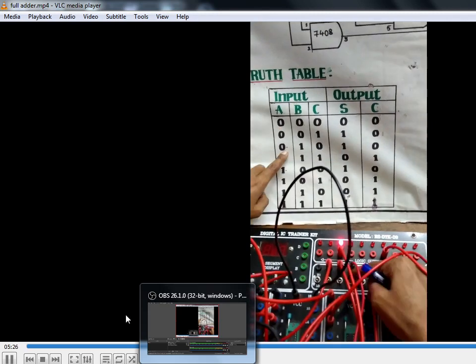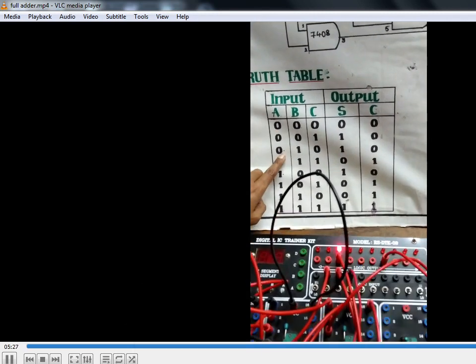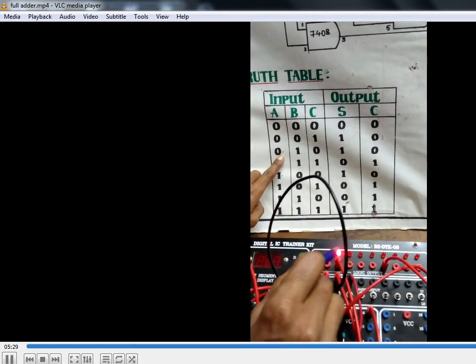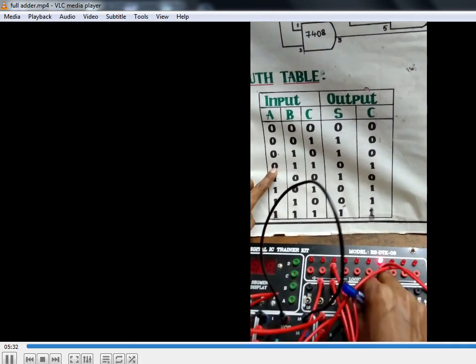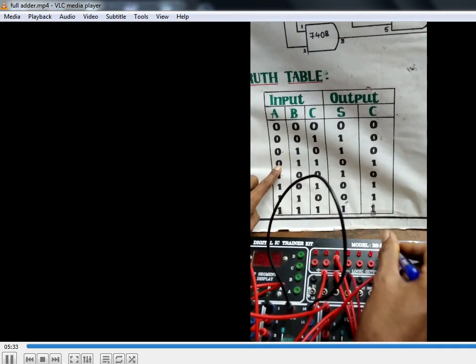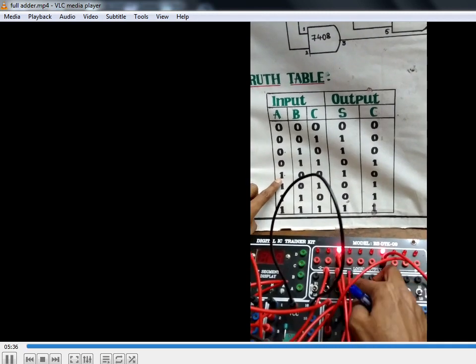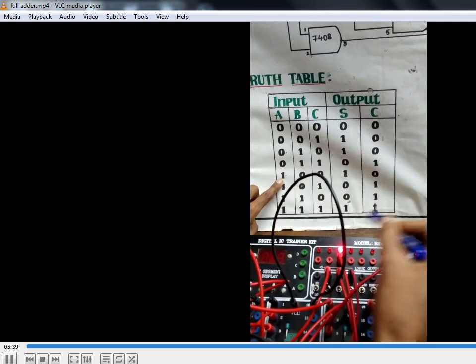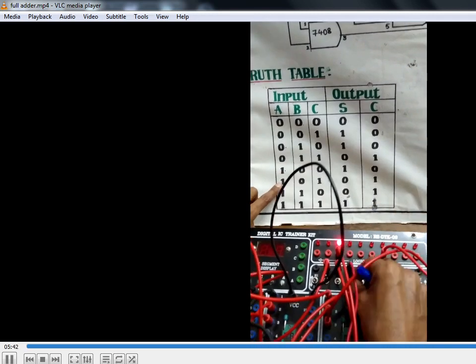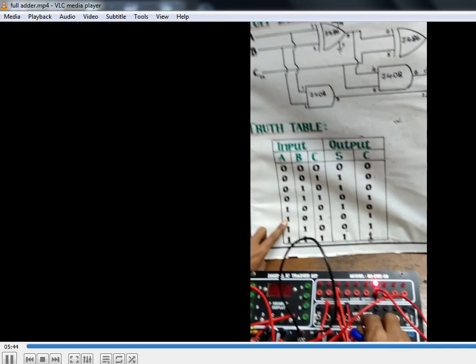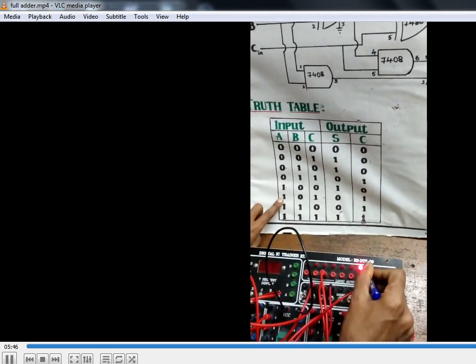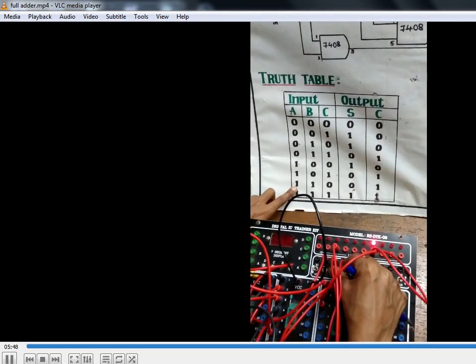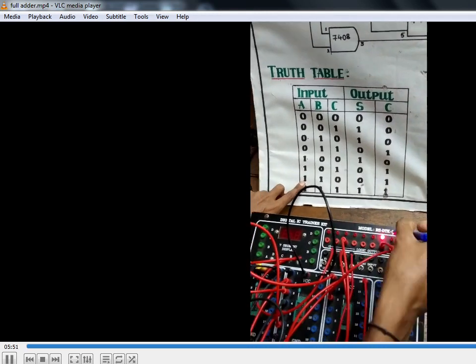When A and C are 0 and B is 1, sum is 1 and carry is 0. When both B and C are 1, then sum is 0, carry is 1. When A is 1, B and C are 0, then sum is 1, carry is 0. When both A and C are 1, then sum is 0, carry is 1. When both A and B are 1, sum is 0, carry is 1.